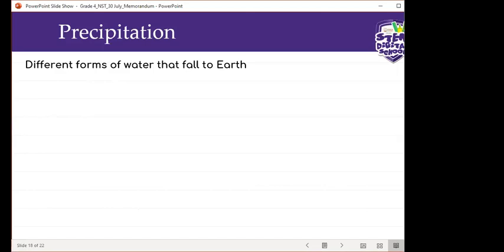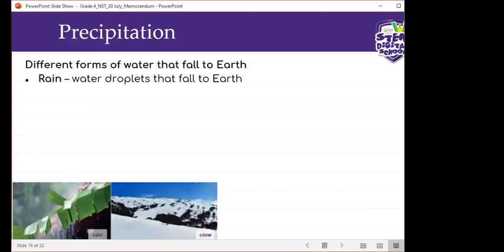And then guys, just quick recap, precipitation, it's different forms of water that fall on earth. Remember we had rain and we said these are water droplets that fall on earth, and here's an example of rain. So we covered this when we were doing revision. Yeah? Then we have mist.